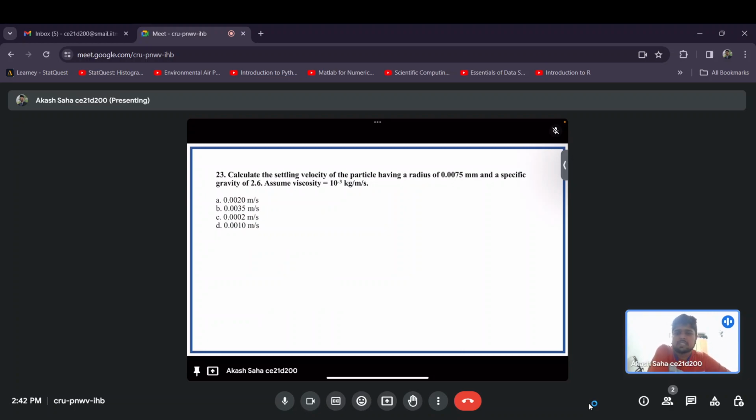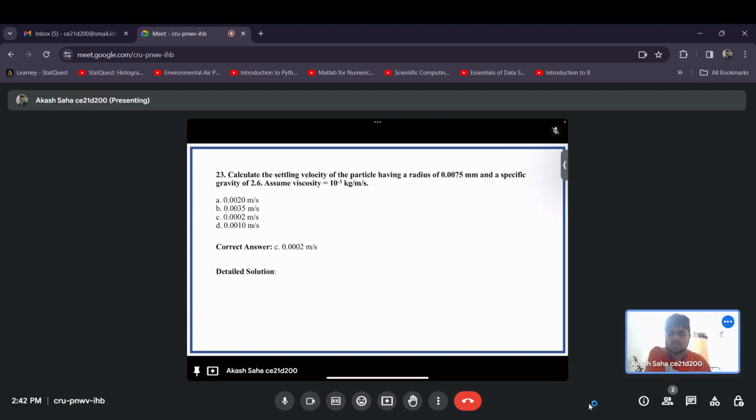It says calculate the settling velocity of a particle having a radius of 0.0075 millimeter and a specific gravity of 2.6. Now assume the viscosity as 10 to the power minus 3 kg per meter per second. So again, it's a direct question for settling velocity. We have solved it before, so I will just quickly go through it.